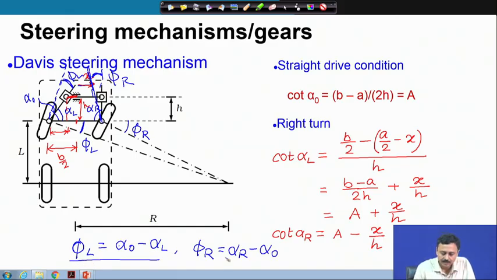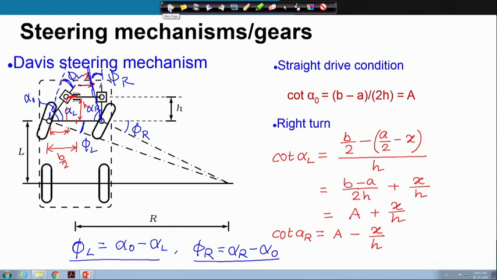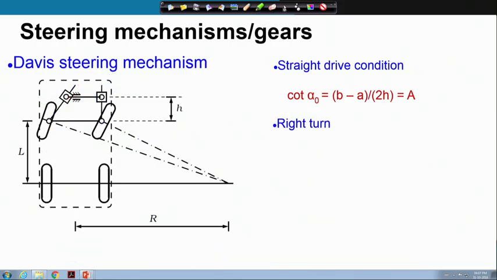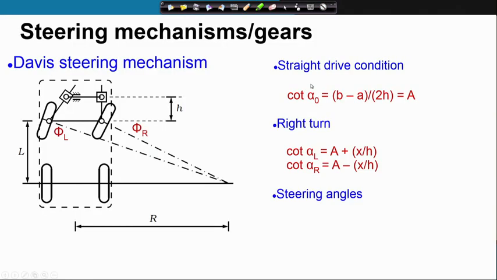We have to determine cotangent of phi L and cotangent of phi R, which is cotangent of alpha naught minus alpha L and cotangent of alpha R minus alpha naught. And by expanding these, we can very easily write the cotangents in terms of these relations that we have already derived. To see that, so these are the cotangent alpha L value and alpha R value.